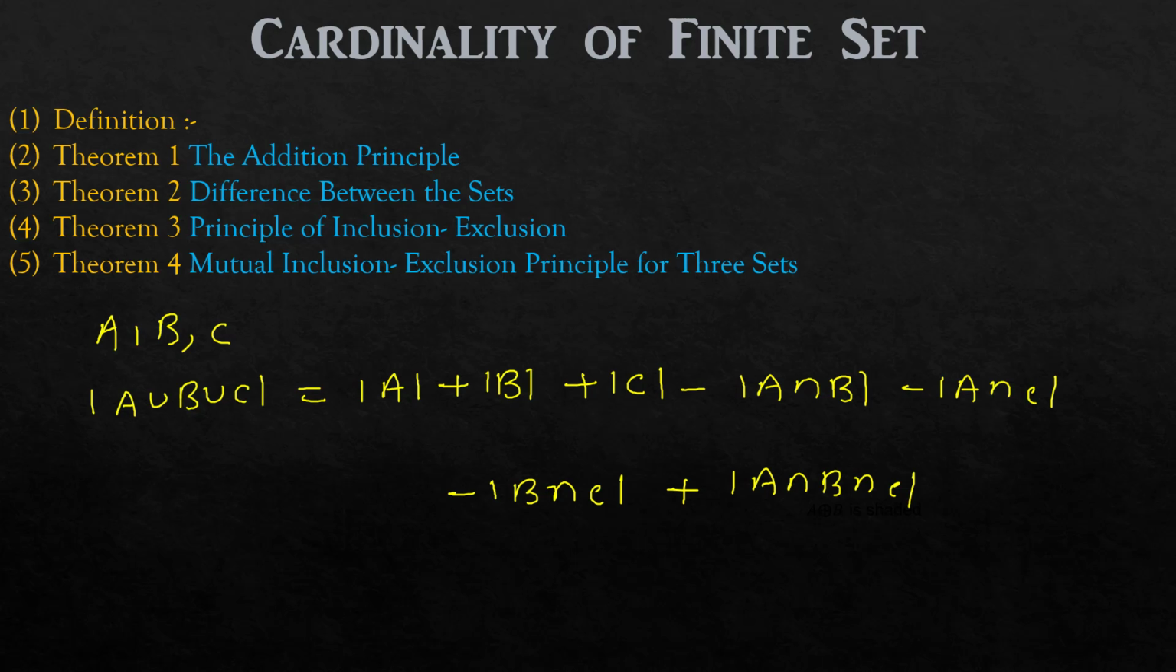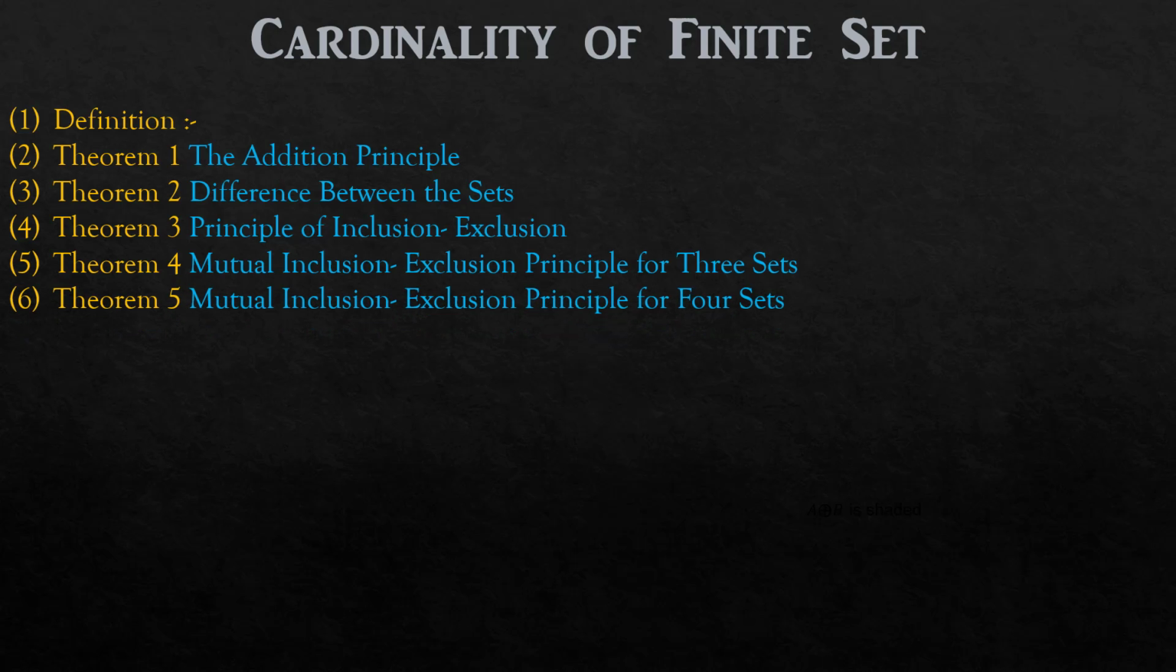n(A union B union C) is equal to n(A) plus n(B) plus n(C) minus n(A intersection B) minus n(A intersection C) minus n(B intersection C) plus n(A intersection B intersection C). Let's consider the next theorem, the inclusion exclusion principle for 4 sets. Let's consider the 4 sets A, B, C and D. Again these 4 sets are finite sets.